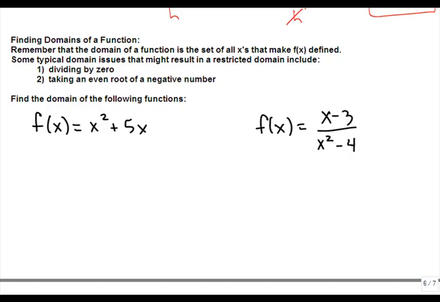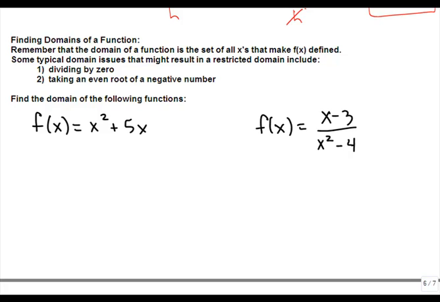The last thing that we're going to talk about is how to find domains of functions, and this is an important topic that we'll come back to over and over again. Remember that the domain of a function, by definition, is the set of all x's that make the function defined. So all the x's that are going to make the function make sense and have a value.